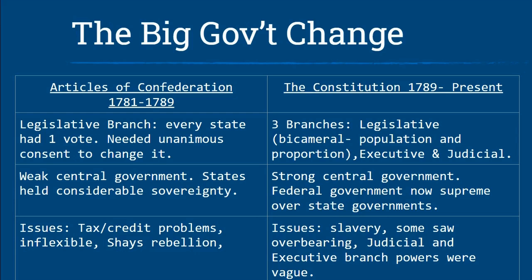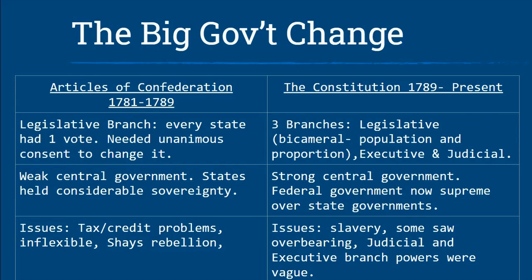Under the Articles of Confederation, there was only one branch, a single legislature, with every state, no matter how large or small, or the size of their population, having one vote. It was very difficult to pass bills and laws, as they needed a 2/3 vote, and to make any changes to the government needed unanimous consent, which was nearly impossible. Overall, the government under the Articles was very weak, and individual states had a considerable amount of sovereignty. That means to do what they please.